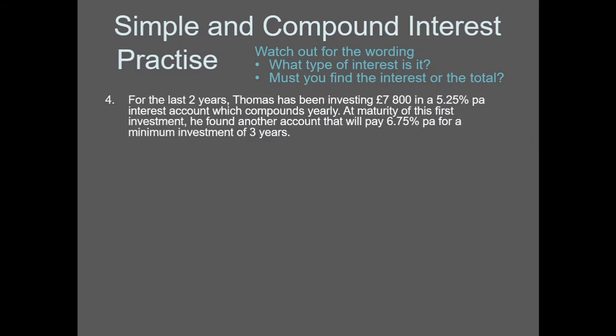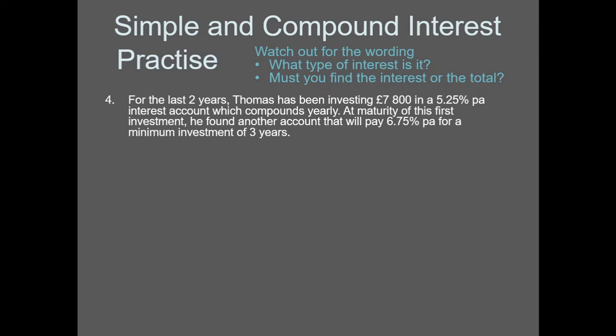So question 4. For the last 2 years, Thomas has been investing £7,800 in a 5.2% PA, that's per annum, interest account, which compounds yearly. So compound interest, 2 years, rate of interest 5.25%, and principal 7,800. At maturity of this first investment, he found another account that will pay 6.75% PA for a minimum investment of 3 years. Okay, the second part of this investment doesn't mention compound, so that must be simple interest.